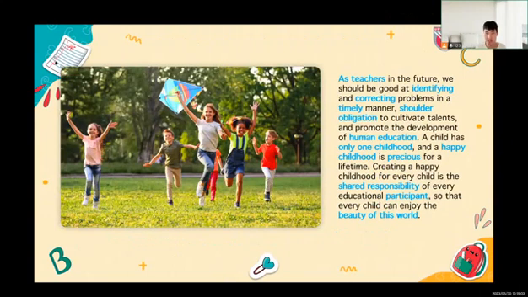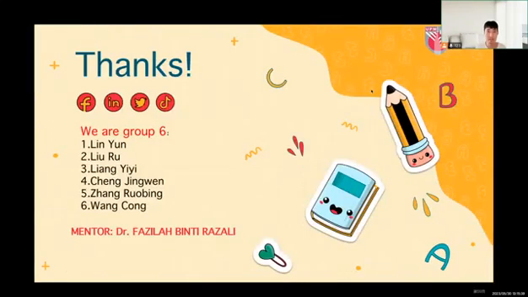As teachers in the future, we should be good at identifying and correcting problems in a timely manner, and take on the obligation to cultivate talents and promote the development of human education. You know, a child has only one childhood, and a happy childhood is precious for a lifetime. So creating a happy childhood for every child is a shared responsibility of every educational participant, so that every child can enjoy the beauty of this world. Okay, this is my topic. Next, let my partner introduce the next part.